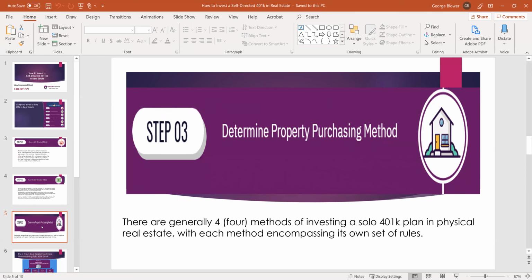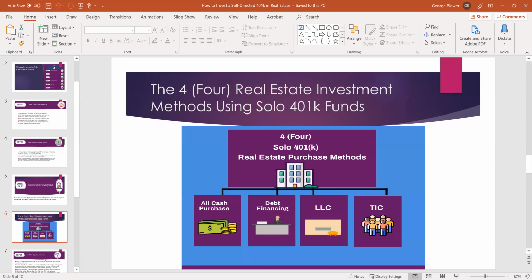So the next step is to determine the property purchasing method. There are actually different ways that you can buy property inside of a solo 401k. We've identified 4, and we're going to touch on those on this next slide. One, of course, is the all-cash purchase. Another would be debt financing. The third would be buying through an LLC. And lastly, we have tenancy in common.